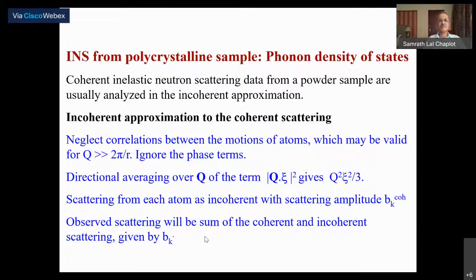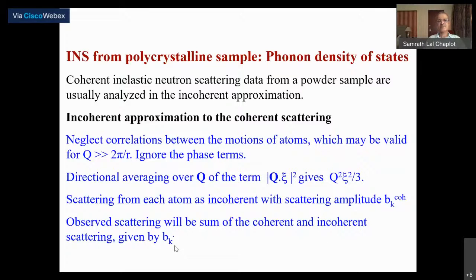Okay, but the total is in the incoherent approximation. What it essentially means is that the term q dot xi, the dot product of the wave vector and the phonon eigenvector, can be simply replaced by q squared xi squared. Okay, so that takes care of that, and we also omit all the phase factors. So the scattering from each atom is treated as incoherent with that scattering.